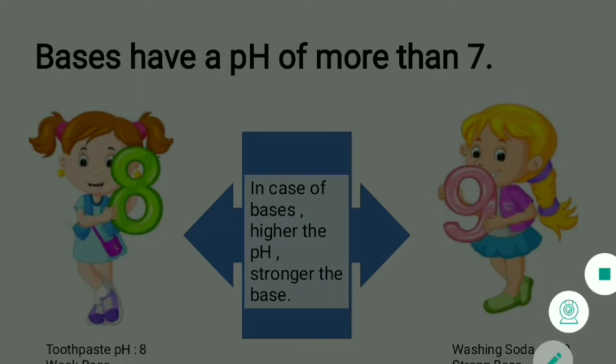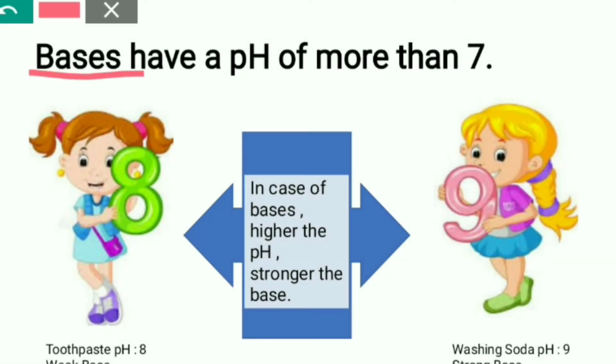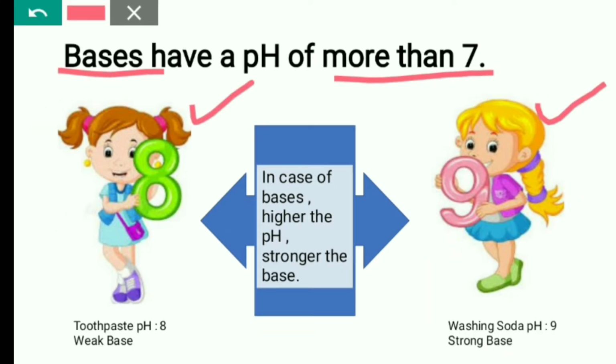Moving forward, if we talk about bases, bases have a pH of more than 7. The greater is the number, the greater is the basic nature of the solution. So if I am talking about a toothpaste having pH 8 and washing soda having pH 9, which is more basic in nature? Yes, washing soda of pH 9, because greater is the number, higher the pH, the stronger is the base.